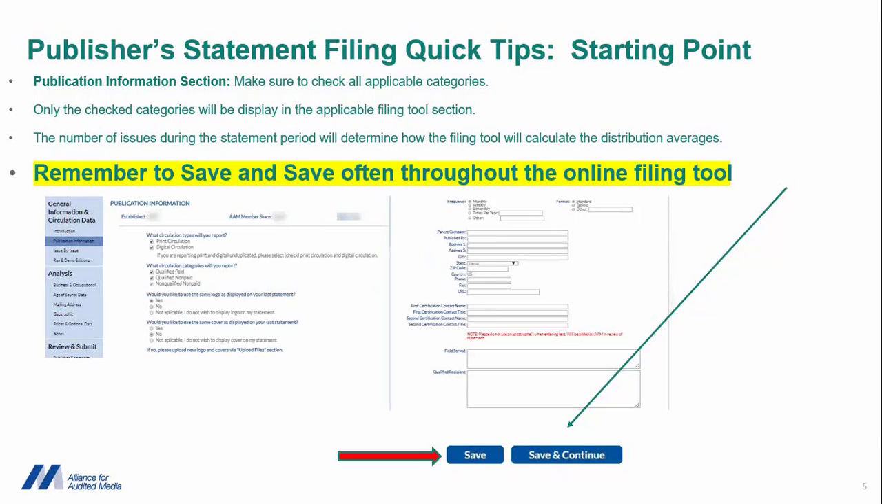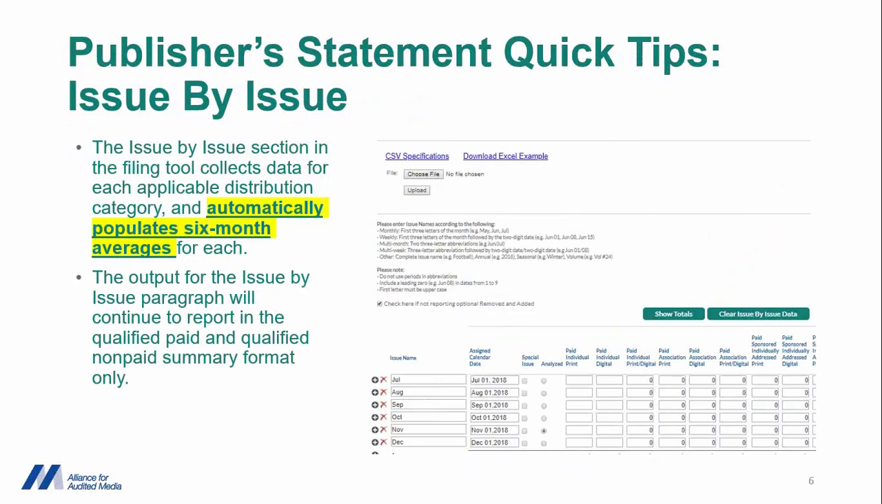Now, there are 3 main components that you're going to be entering in the filing tool. The first one is the issue by issue section. This is truly the heart of your publisher statement filing. In this section, you're going to report all the issues that you had during the statement period. Some of you are monthly, some of you are a weekly publication, some are bi-monthly. So you put what's applicable to your publication. There's a plus icon in the filing tool. When you click the plus icon, it'll bring up another box for you to enter your next issue.